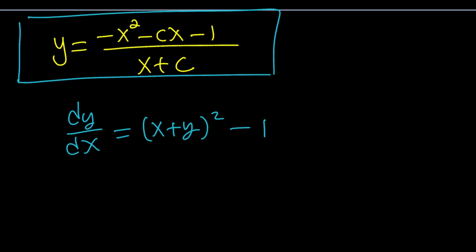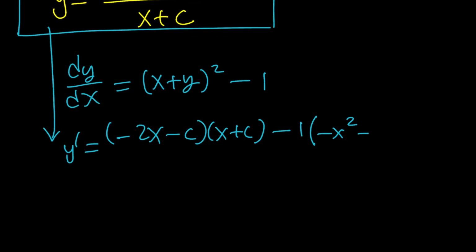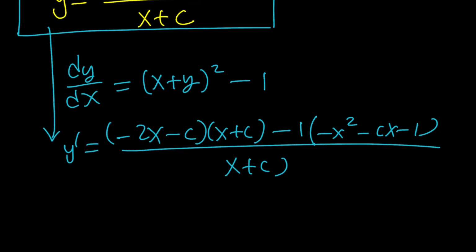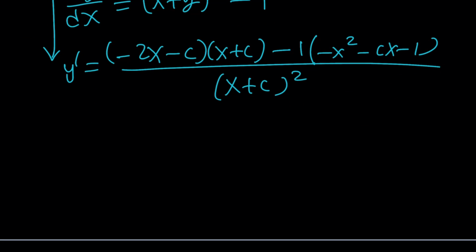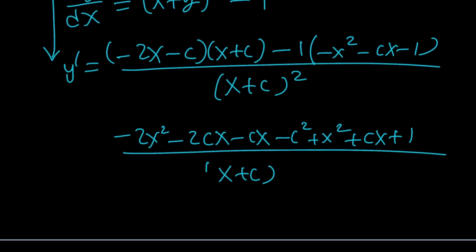How do you differentiate something like this? To differentiate this, we're going to use the quotient rule. The derivative of the numerator times the denominator minus the derivative of the denominator, which is 1, times the numerator. And all of that is divided by x plus c squared. You can simplify this a little bit, right? If you distribute, you're going to get negative 2x squared minus 2cx minus cx minus c squared plus x squared plus cx plus 1 all over x plus c quantity squared.